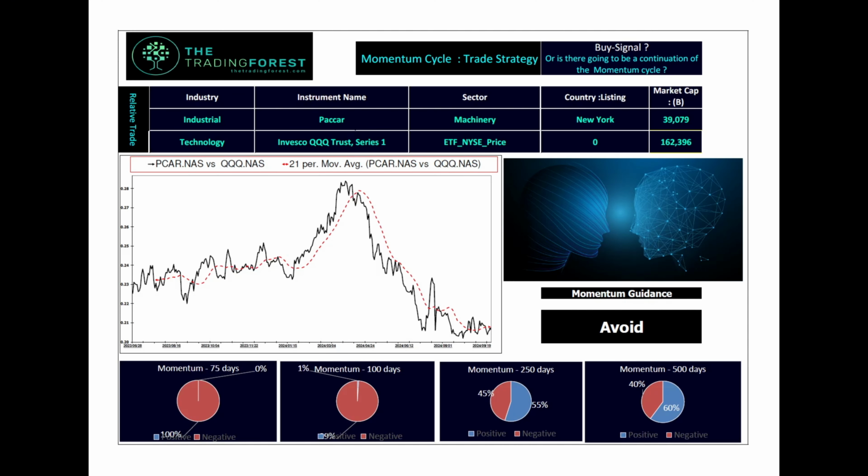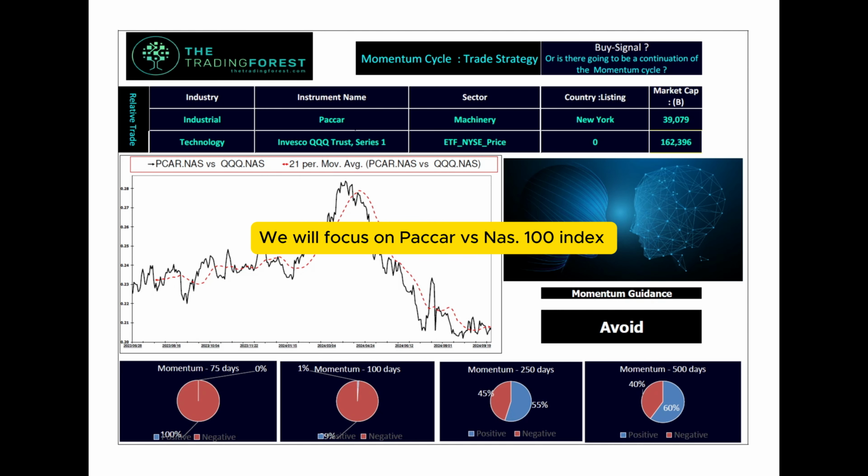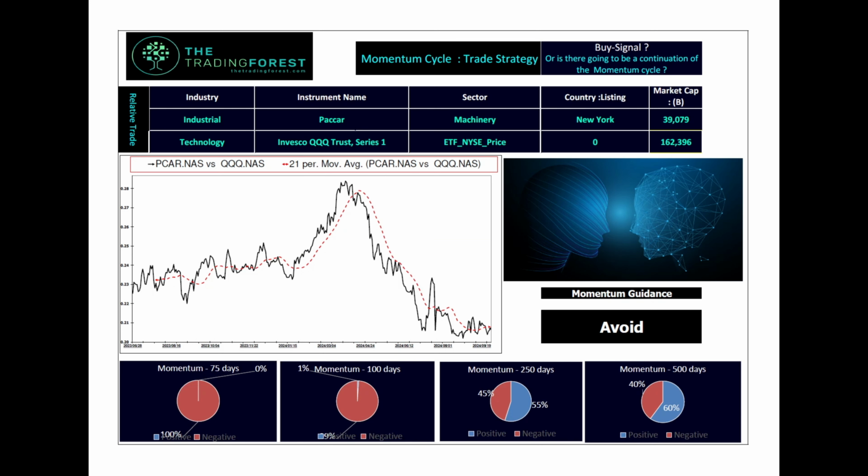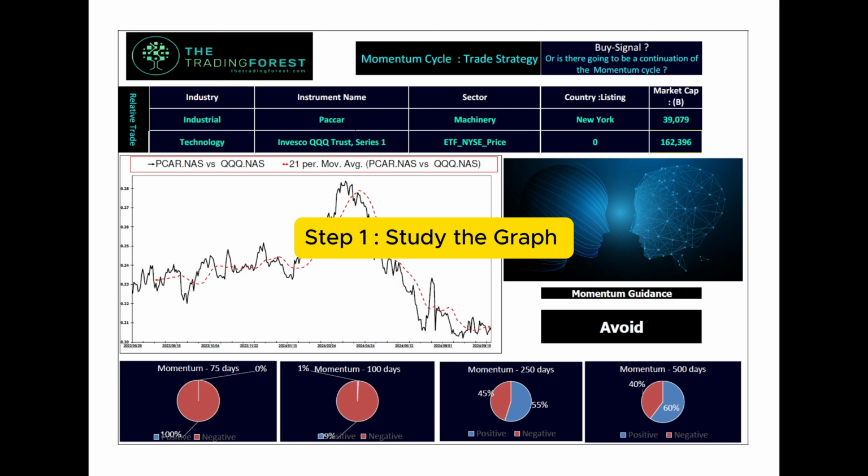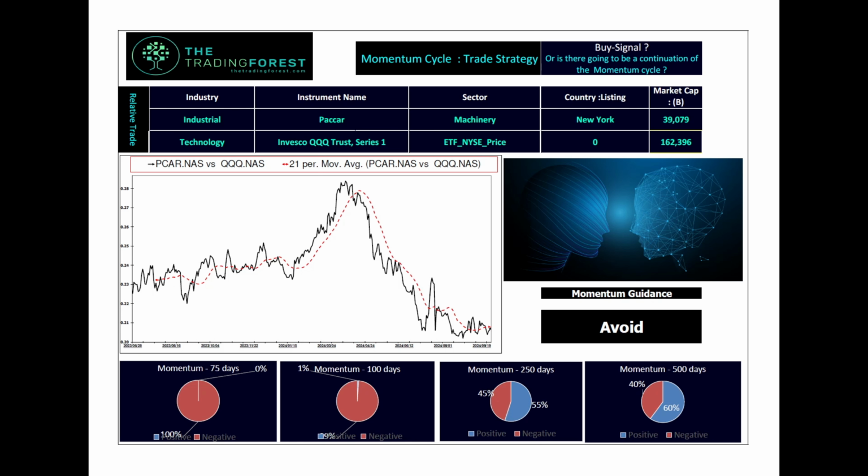Analyzing the variables. Point of departure. We will focus on a relative buy trade, Packer versus the NASDAQ 100 Index, a NASDAQ-listed stock in the machinery sector. Step 1. Study the graph. Get a feel for the trend and ask yourself, what is the likelihood of a price correction? But more importantly, try to understand why the market has allowed the instrument to reach its current levels.